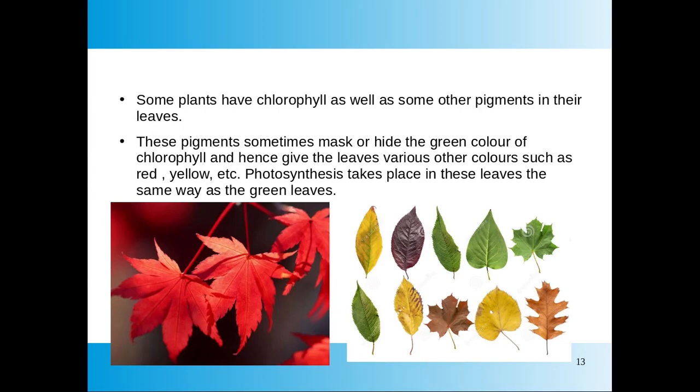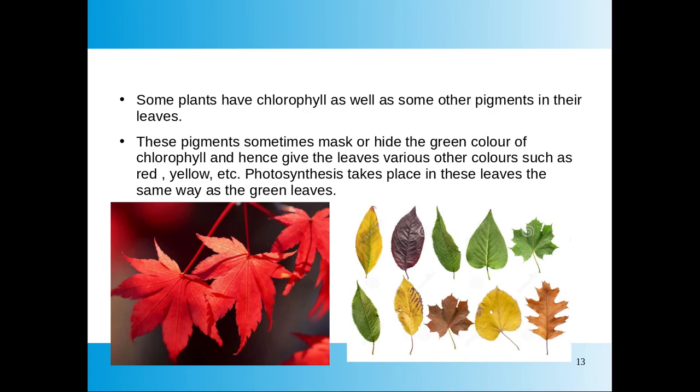Now, look at the picture, colored leaves. So, what do you think? They do not carry out photosynthesis? No, they do. Some plants have chlorophyll as well as some other pigments in their leaves. These pigments sometimes mask or hide the green color of the chlorophyll and hence give the leaves various other colors such as red, yellow, purple.